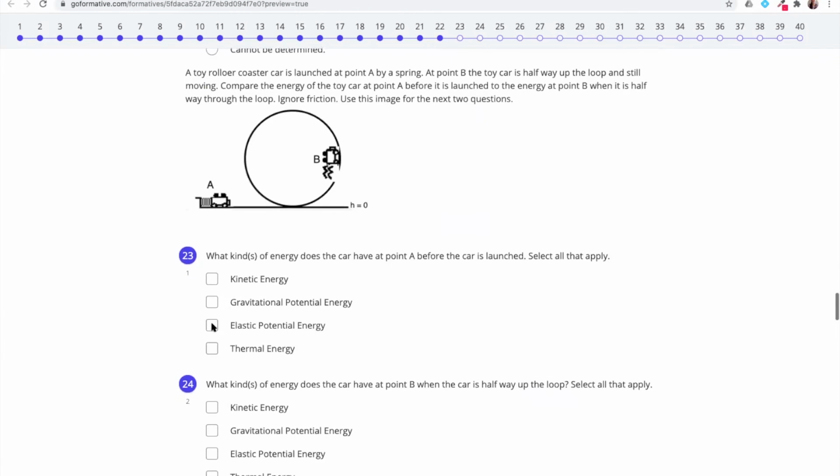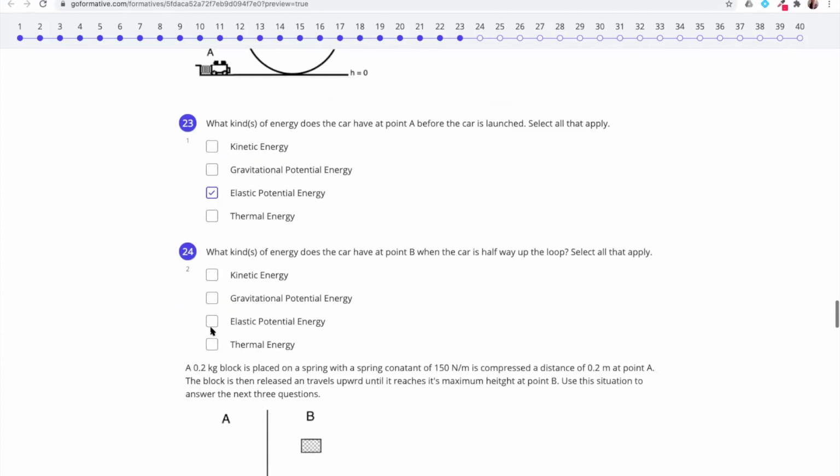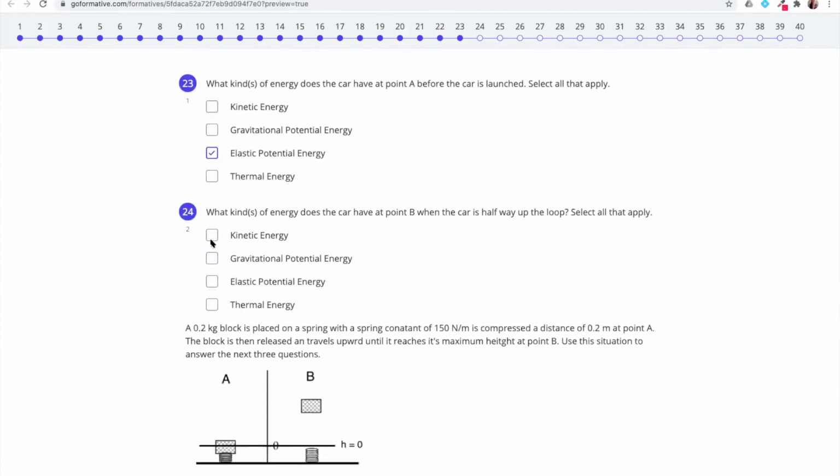For 23, a toy roller coaster is launched at point A by a spring. At point B, it is halfway up and is still moving. So at A, it has elastic potential energy, and at B, it is above the ground and moving.